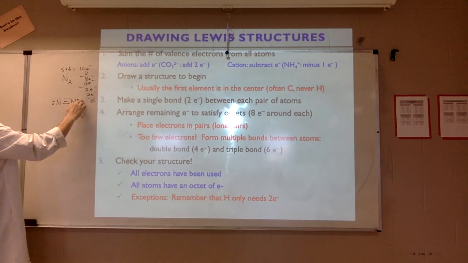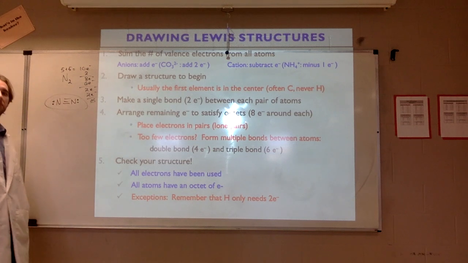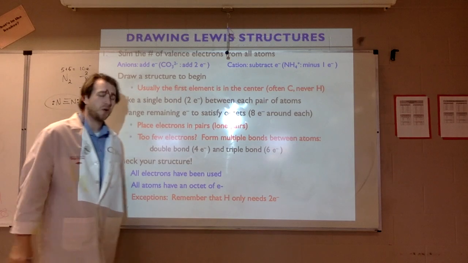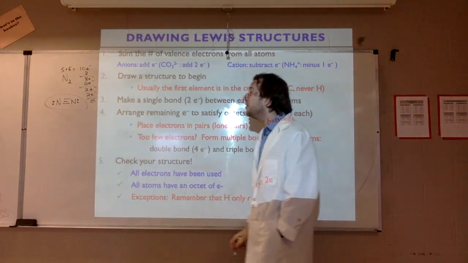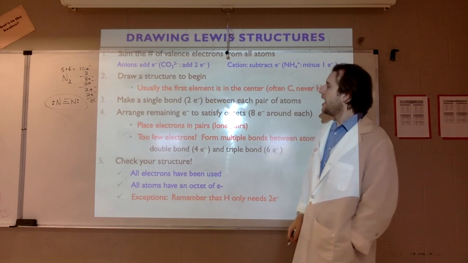We had 10 electrons total: 2, 4, 6, 8, 10. Good. Nitrogen's got 8, nitrogen's got 8. And it's this triple bond between our nitrogens that makes nitrogen so notoriously unreactive or stable. So that makes up like 80% of the room right now.